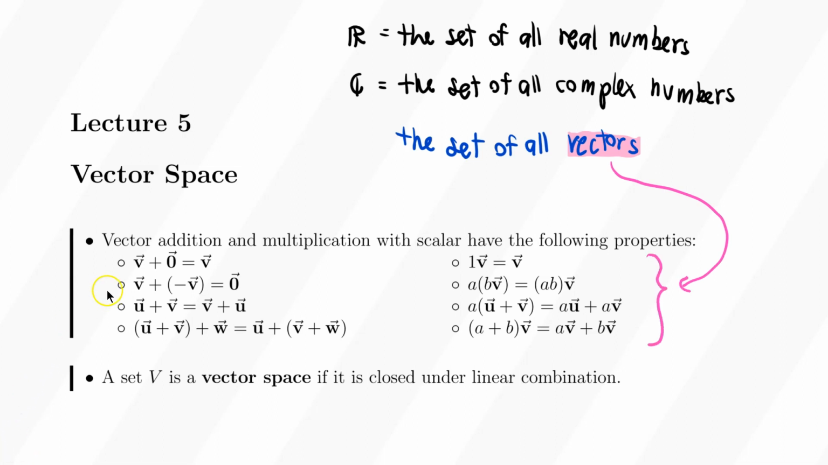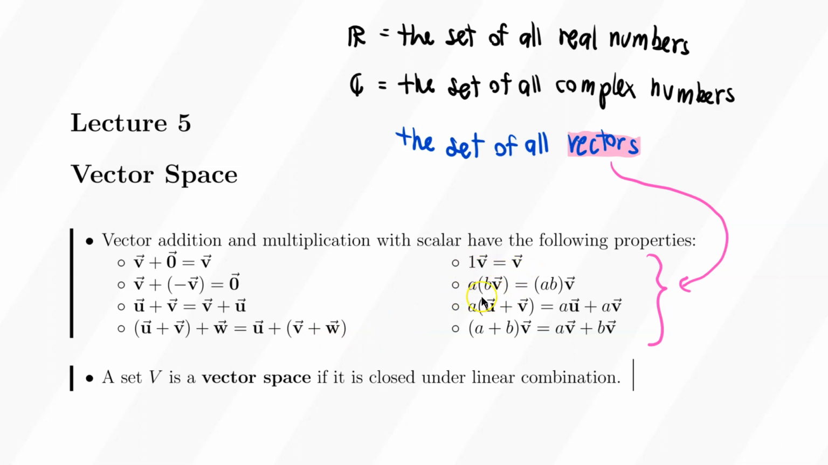If I add a vector to a zero vector, then I should get the same vector back. If I add a vector to the negation of itself, then I should get the zero vector. And vectors are commutative. If I add u and v, that's the same as adding v and u. And they are associative. If I have u plus v plus w, it doesn't matter which pair I do the addition first. If I multiply 1 to v, I get the same vector v out.